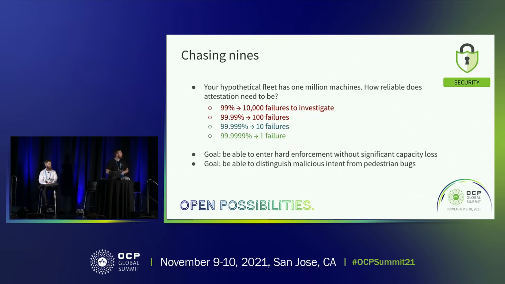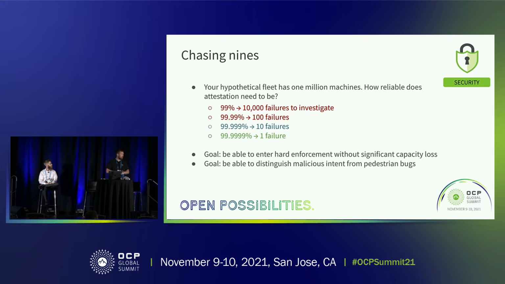One note about reliability. These numbers start to get a bit interesting when you look at fleets of a certain size. So hypothetically, if you have a fleet with 1 million machines, and let's say that your attestation has a daily reliability rate of 99%, that seems cool, except that means you're gonna have 10,000 machines failing attestation every day. And even if it's 99.99, that's 100 per day. So we would target 5 nines of reliability as a bare minimum, and 6 nines would be even better.